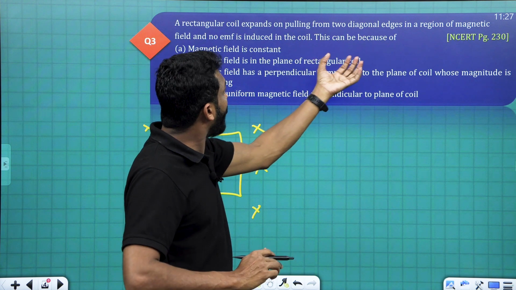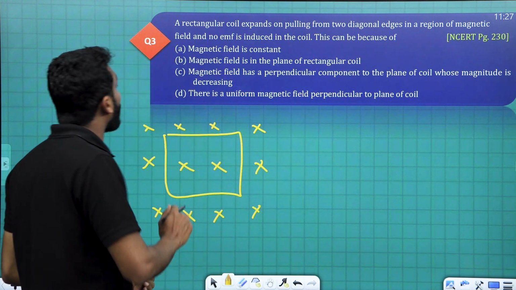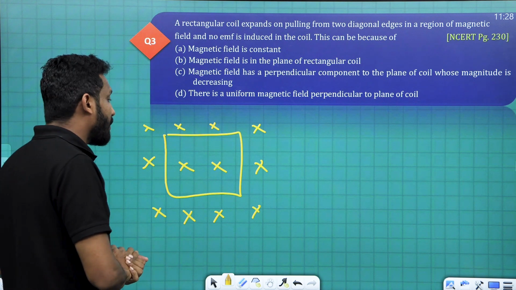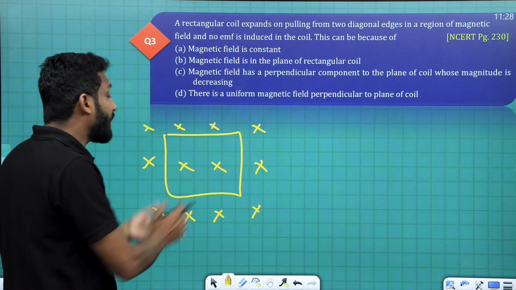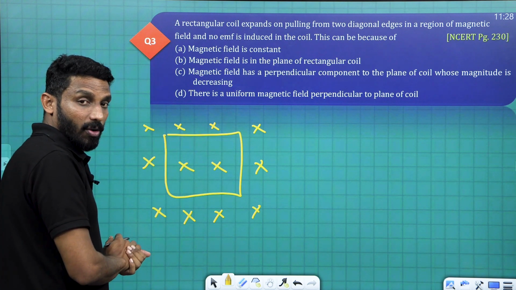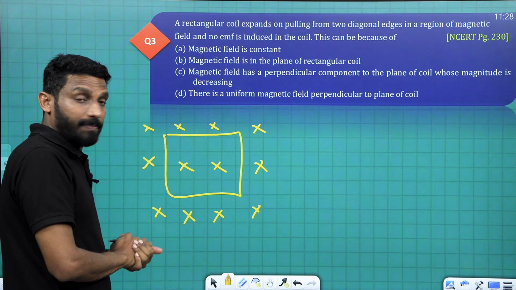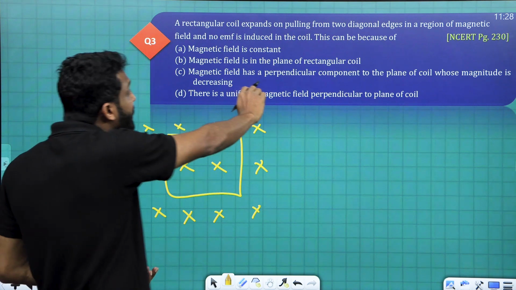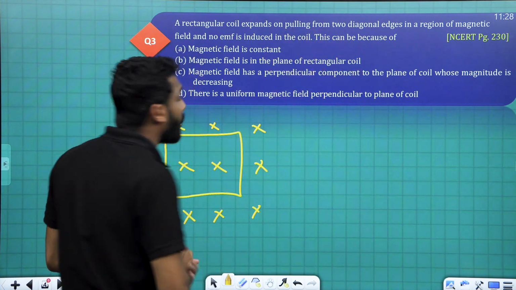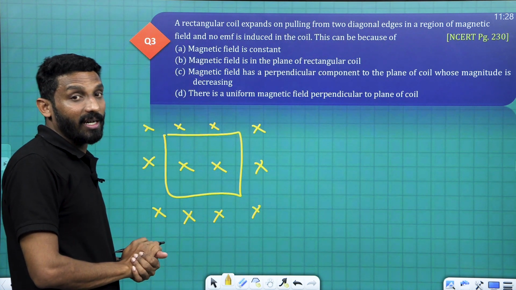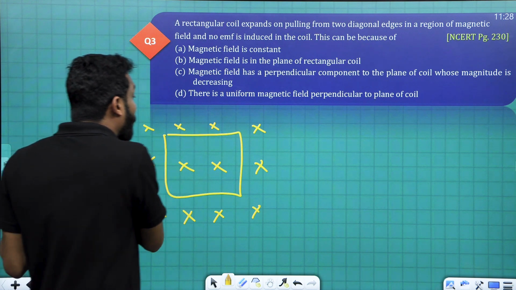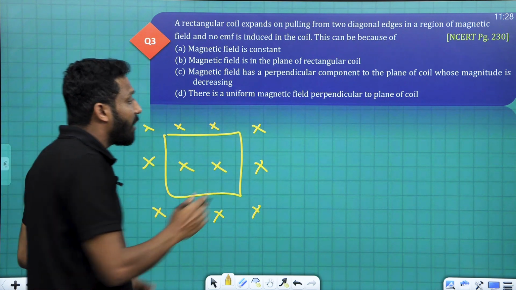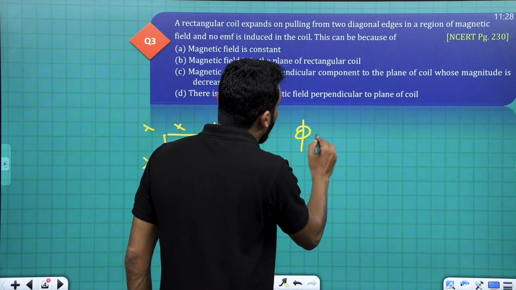Is this because of option A? Magnetic field is constant, but area is changed. Then EMF will be induced. So this is not the answer. Option B, magnetic field is in the plane of the rectangular coil. Magnetic field is along the plane of the rectangular coil. That is the answer. What about the magnetic flux phi?